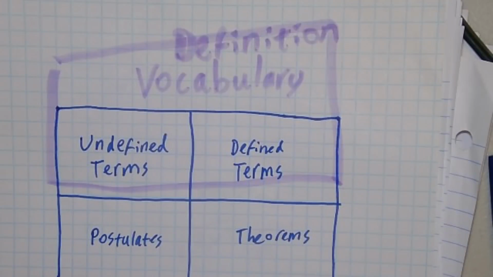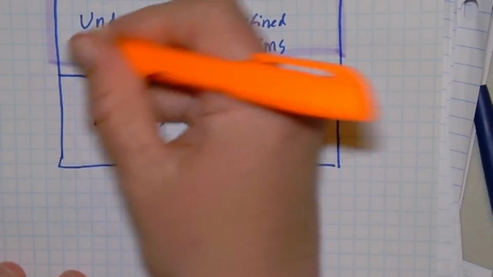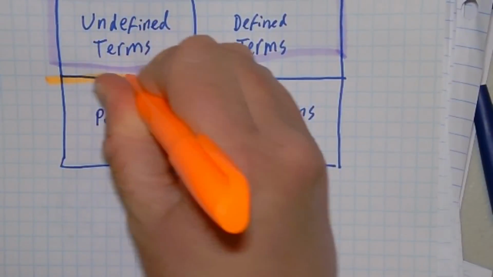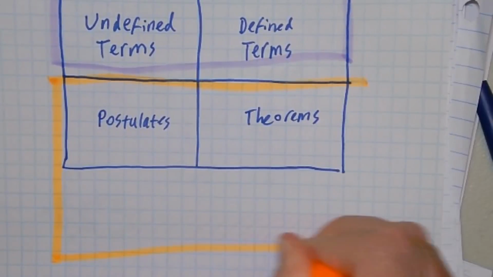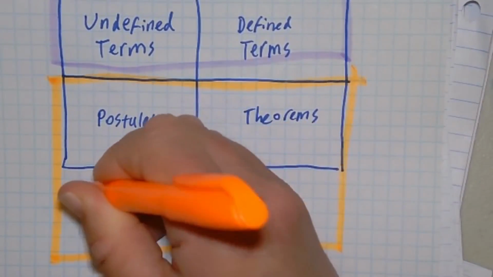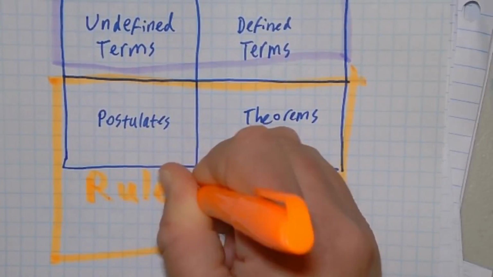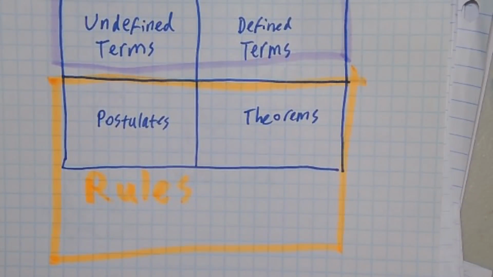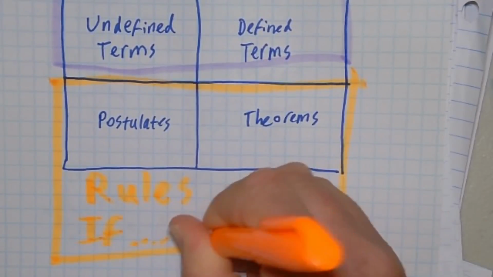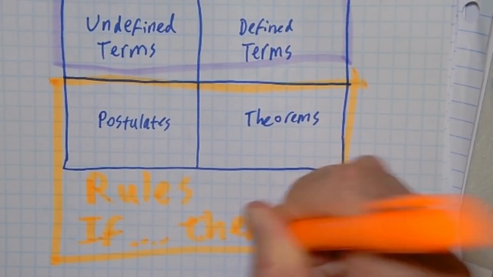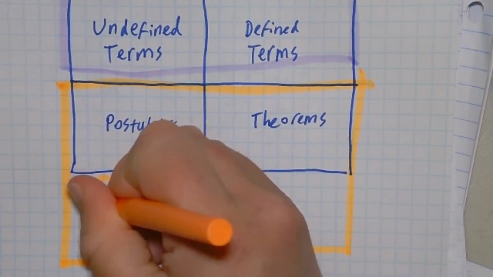Down here, we've got postulates and theorems. And those, they're part of your vocabulary in that you use words to talk about them. But what they are is rules. And they're often in the form of if, then. I'll go over that with a different orange marker that might be a little easier to see here.